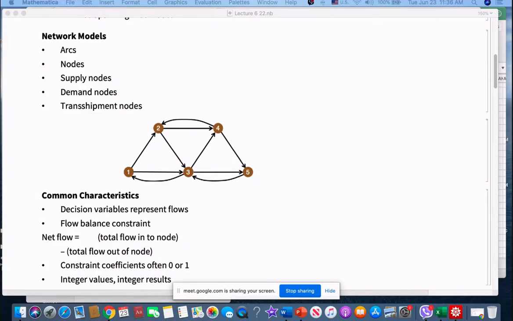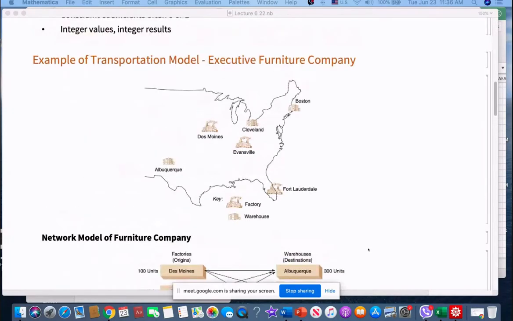You don't see it here. What I want is I want to play with arc and node. What is that? Arc is where an activity is happening. What is node? What the activity is connected. I want to go on and use an example.